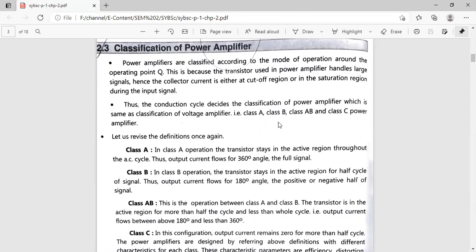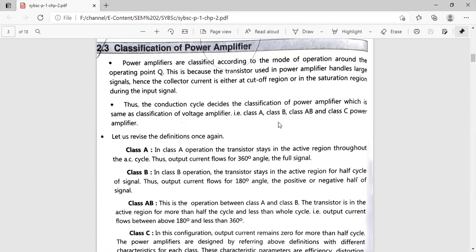Power amplifiers are classified according to the mode of operation around the operating point Q. This is because the transistor used in the power amplifier handles a large signal. Hence, the collector current is either at the cutoff region or at the saturation region during the input signal.